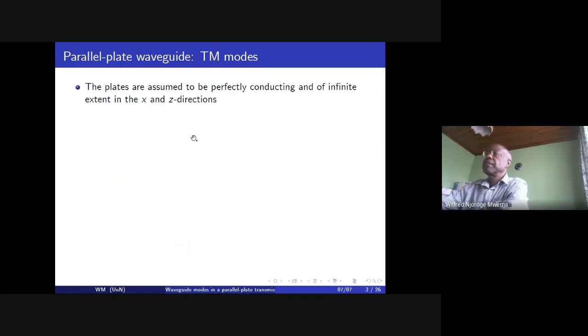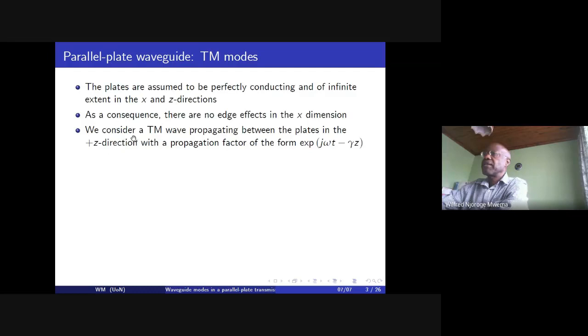So they are assumed to be perfectly conductive. And therefore, as a consequence, there will be no edge effects in the X direction. And we can then consider a TM wave propagating between the plates in the positive Z direction with a propagation factor of the form exponent of j omega t minus gamma z. Remember, TM modes or TM waves have that Hz is equal to 0 and Ez is not equal to 0. And therefore, this is not a TEM wave, but one of the waveguide modes.